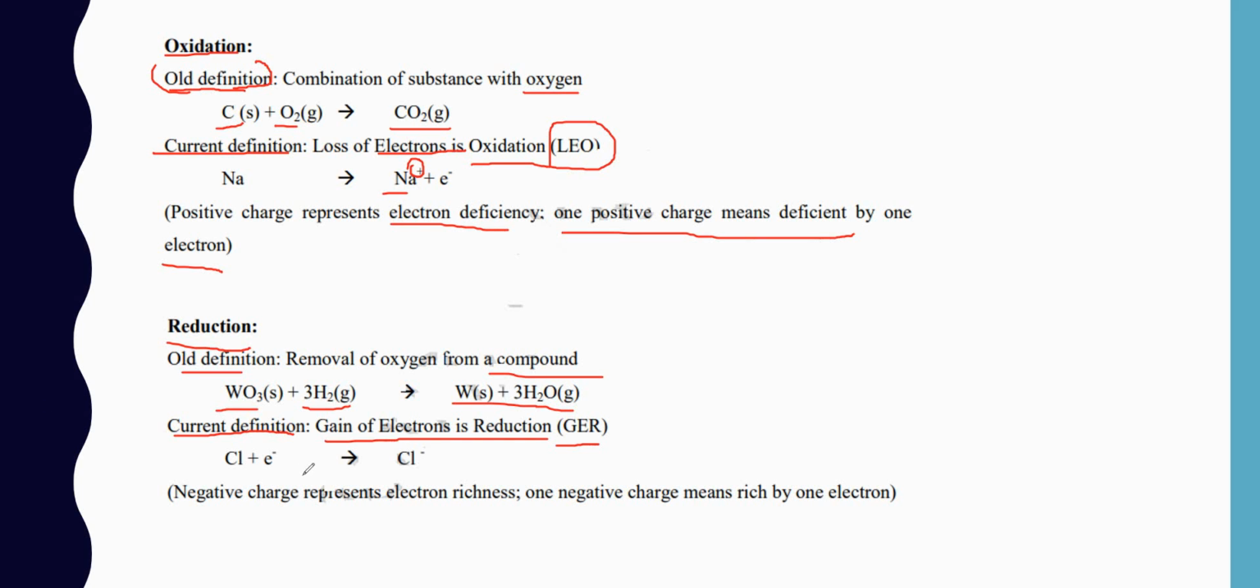So chlorine is gaining an electron, and it gains a negative charge after accepting the electron. A negative charge represents electron richness. One negative charge means rich by one electron. So this chlorine has got reduced by gaining one electron, and now it is electron rich because it has one extra electron with it.